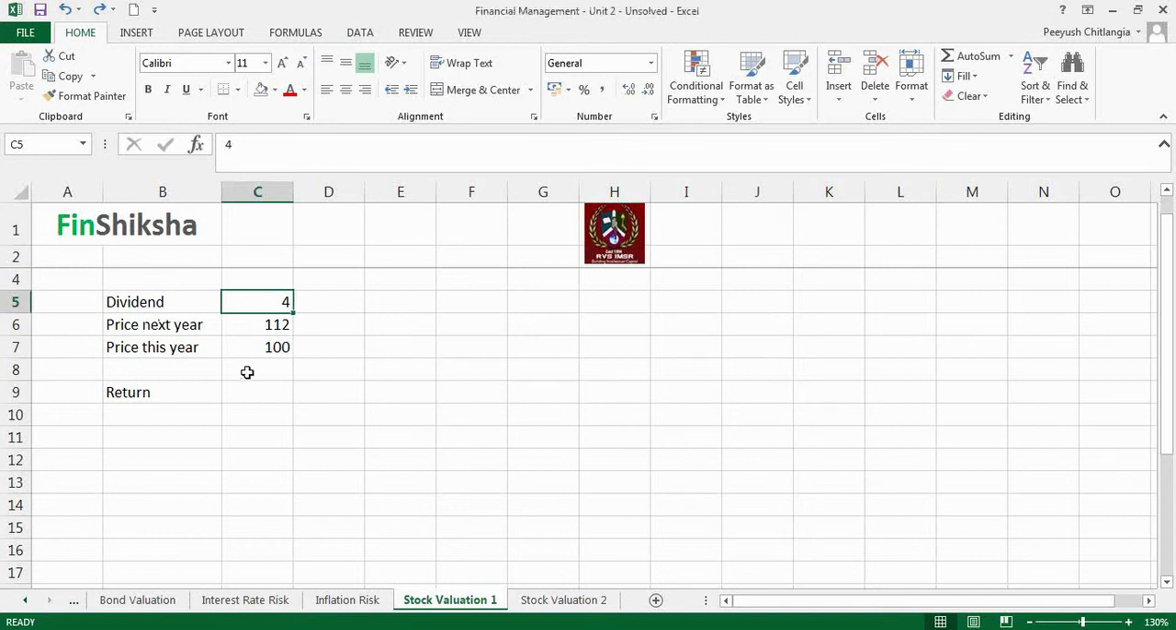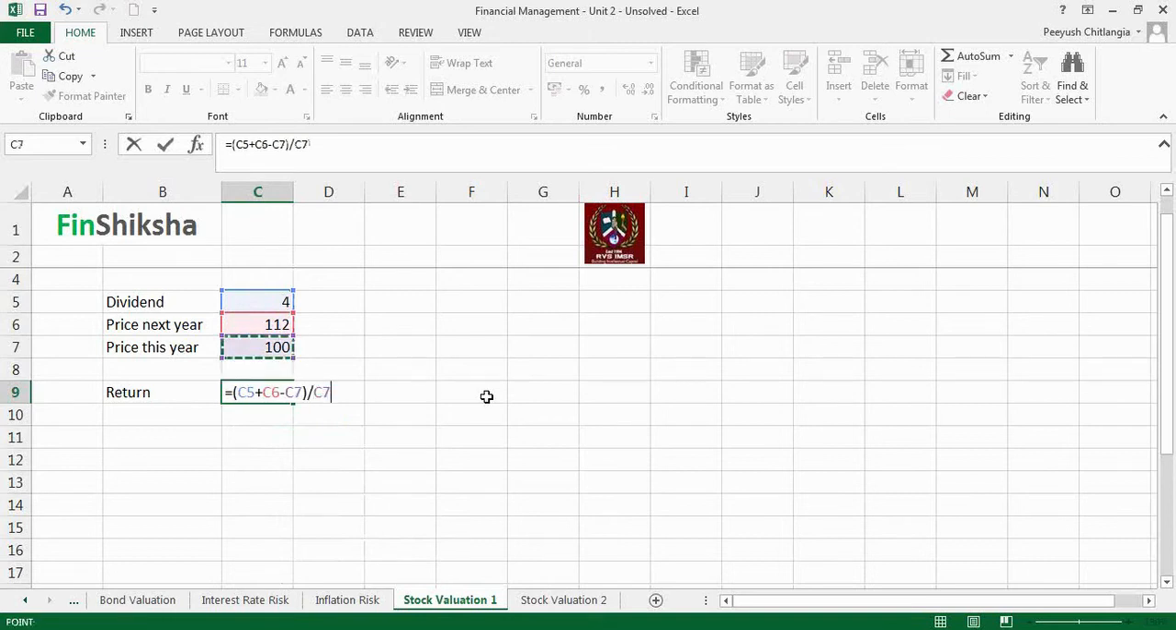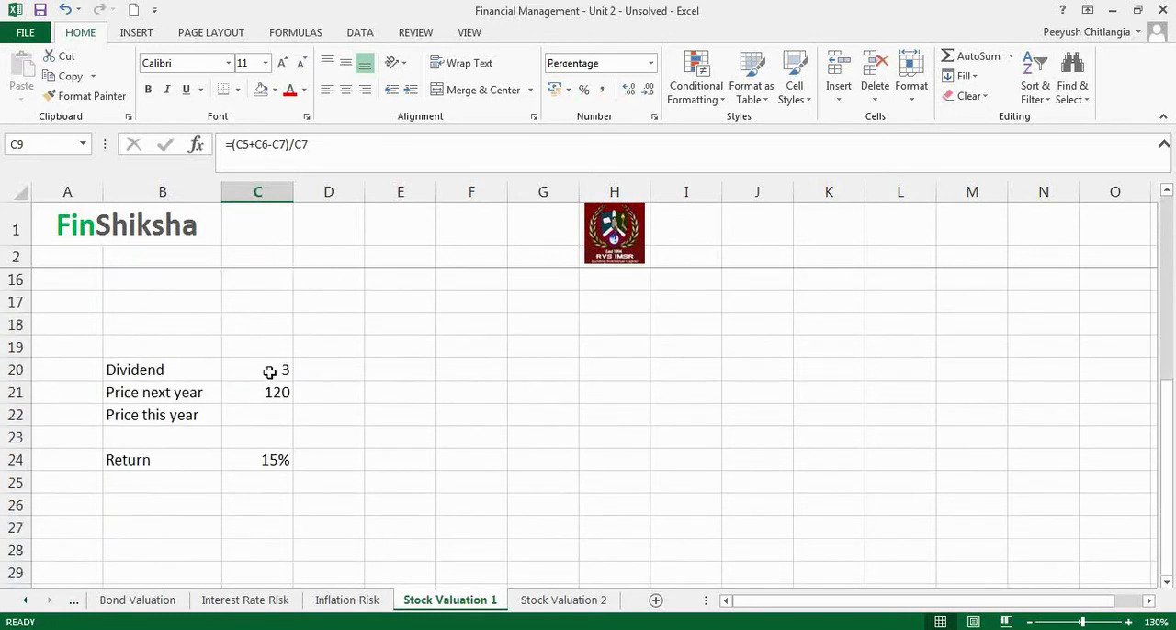The first question we see on our Excel file is the generalization of the first question we saw, which was if we get a dividend of 4, and price change is 112 minus 100, then the return is given by this equation, which gives us 16%. Our second question says if the dividend is 3 and the price next year is 120, what is the price I should pay right now in order to get a return of 15%?